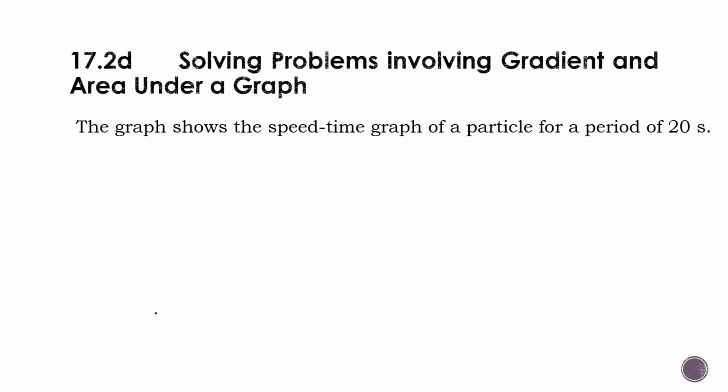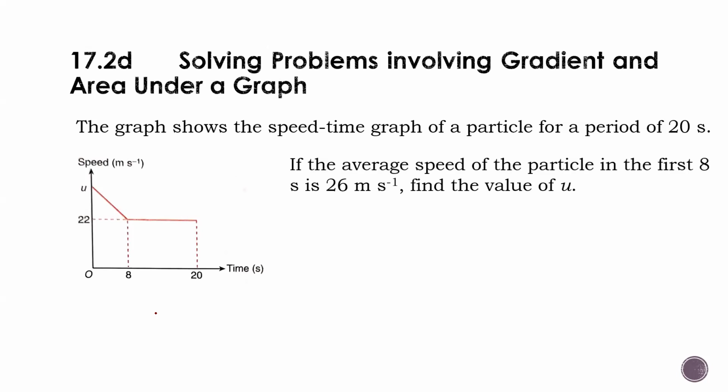The graph shows the speed time graph of a particle for a period of 20 seconds. Then this is my speed time graph for 20 seconds. If the average speed of the particle in the first 8 seconds is 26 meters per second, find the value of u. So for the first 8 seconds, average speed is 26. So we are only going to use this one.